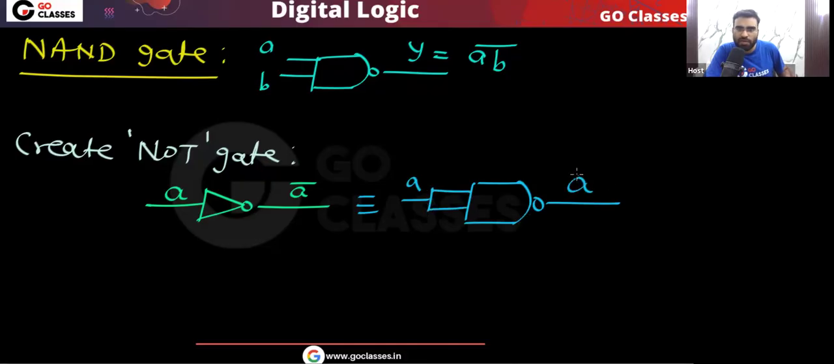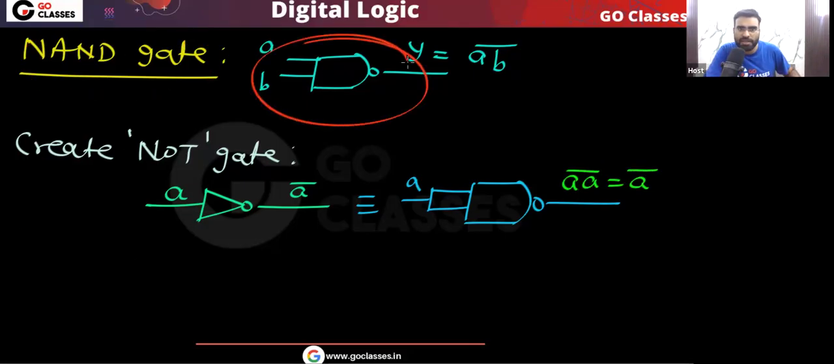And now you can see what I will get. I will get A bar. Basically, I will get A bar, and that is the same as A bar. So very simple: if you allow me to use NAND gate, then I can easily create NOT gate. I can also create AND gate.